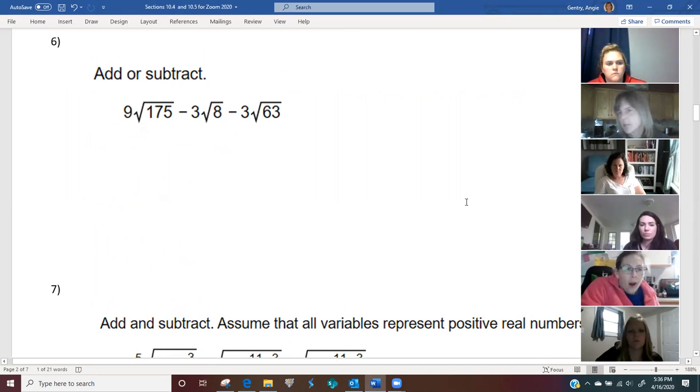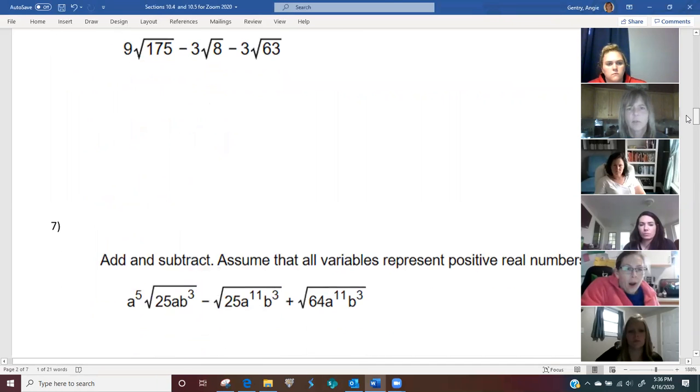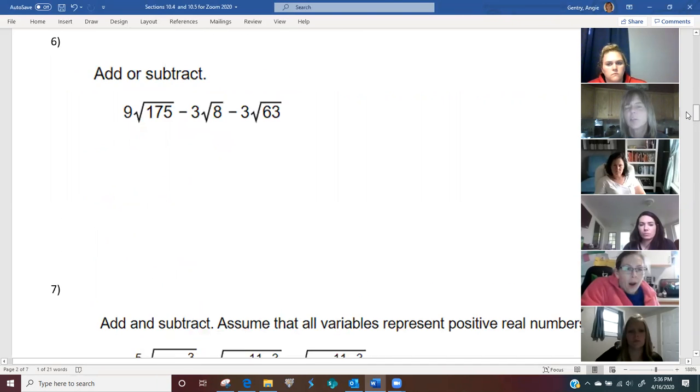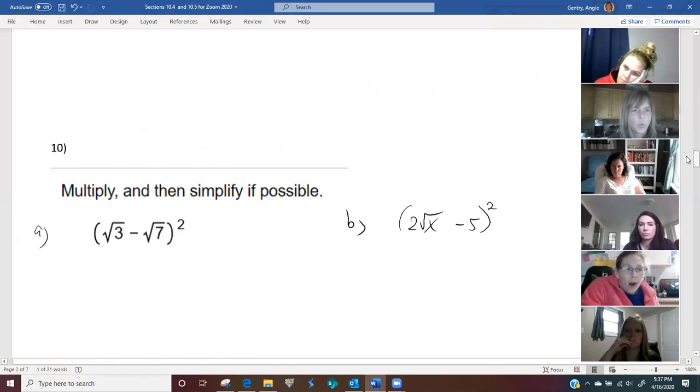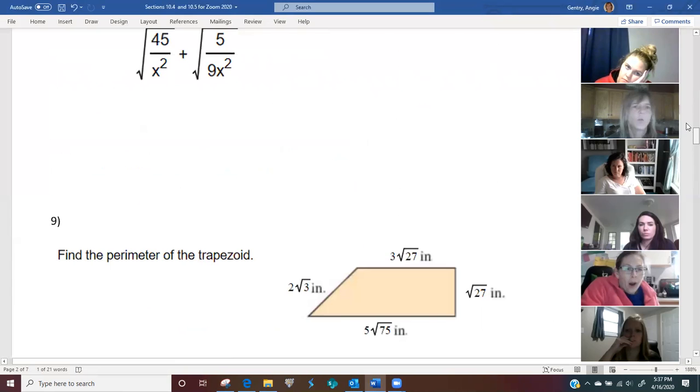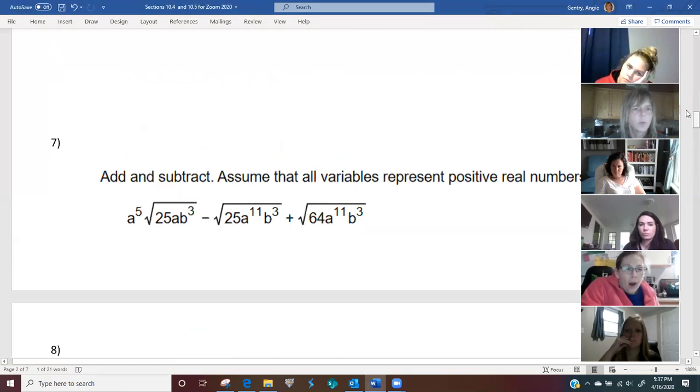We did number 7 the other day. What I like about number 7 is it also has variables to deal with. Number 6, you can technically plug that whole thing in a calculator, and if you have a good calculator, it will shoot out what you need. I like to show the work, but let me see if there's another one. Okay, now we're going to multiply. So let's do this one here.